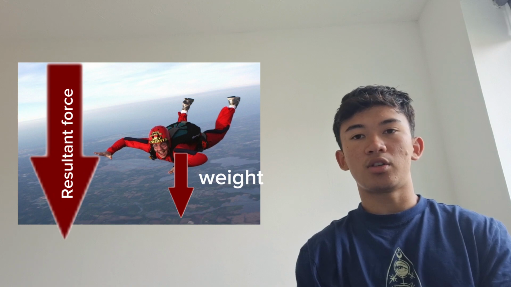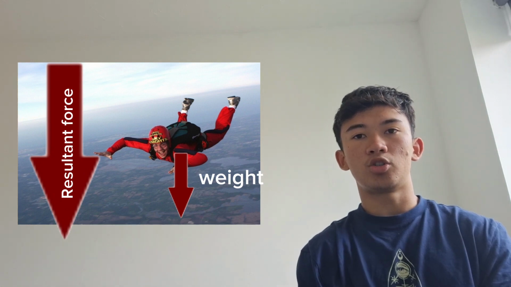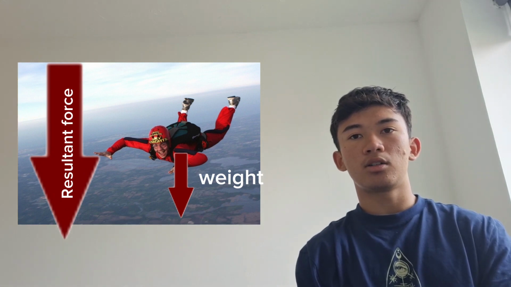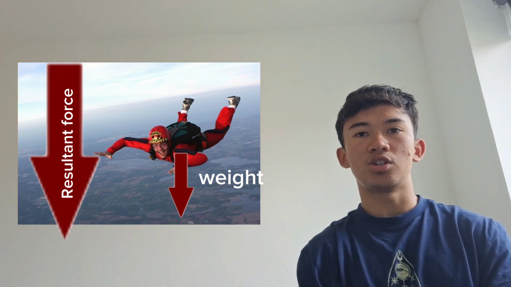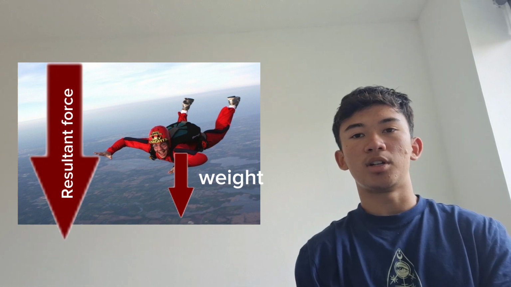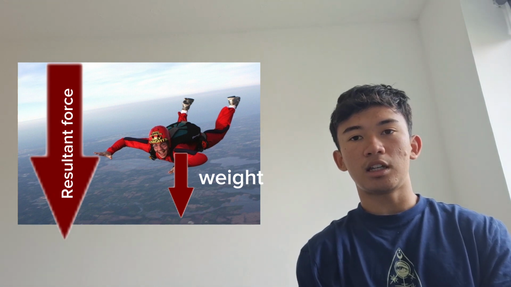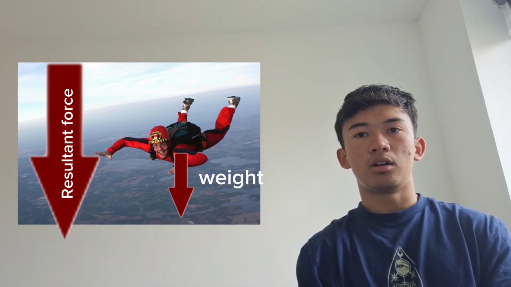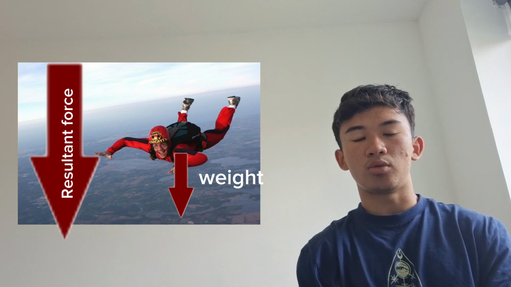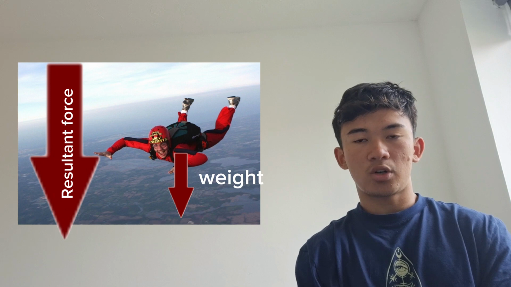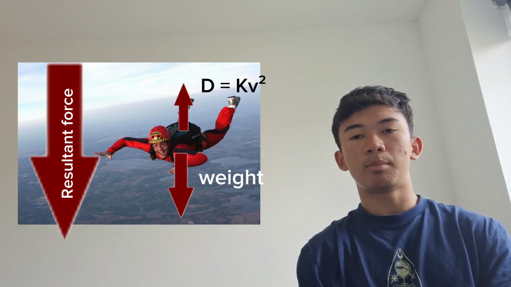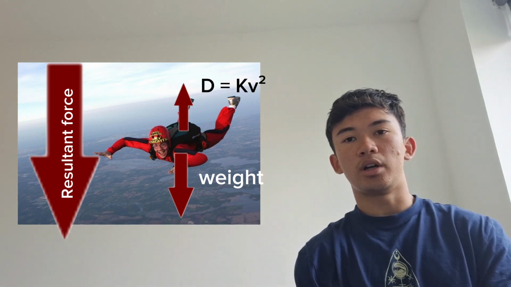Since their velocity is increasing when they fall down, there'll be a drag. And this is because the drag force is actually due to the kinetic energy of the air molecules hitting the object. So if the speed increases, the kinetic energy of air molecules squares. And this gives us the equation that drag is directly proportional to velocity squared.